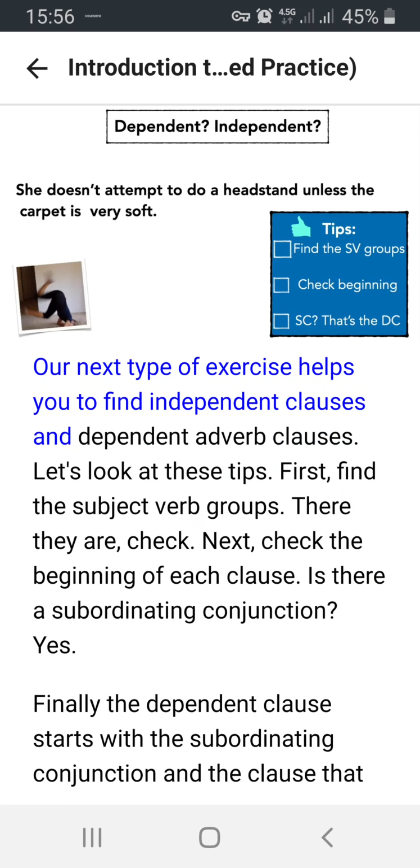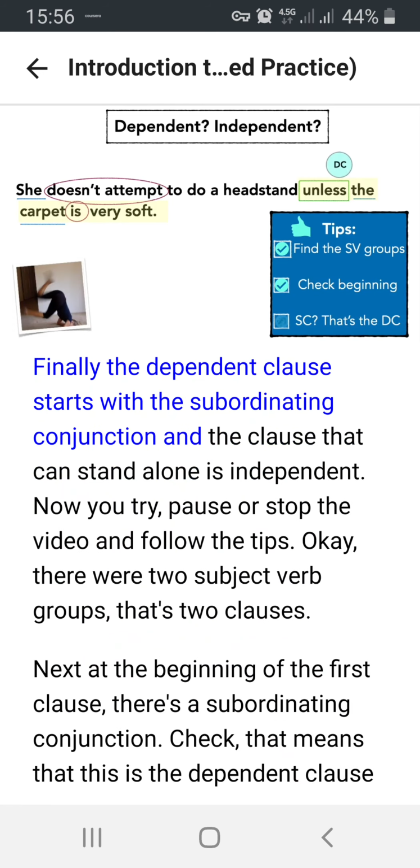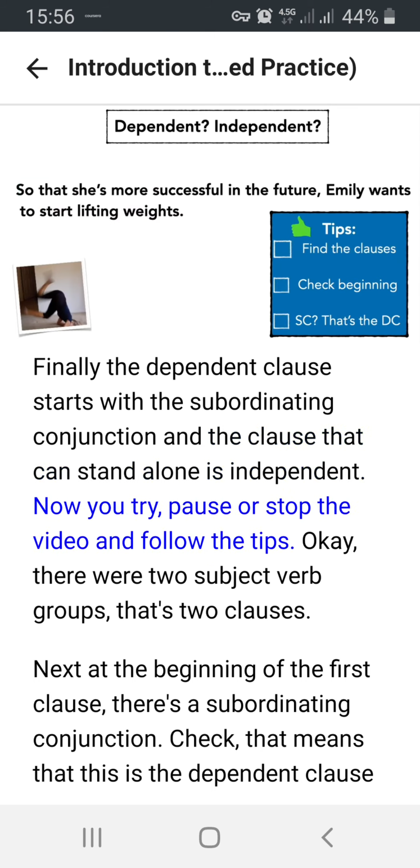Our next type of exercise helps you to find independent clauses and dependent adverb clauses. Let's look at these tips. First, find the subject-verb groups. There they are. Check. Next, check the beginning of each clause. Is there a subordinating conjunction? Yes. Finally, the dependent clause starts with the subordinating conjunction, and the clause that can stand alone is independent. Now you try. Pause or stop the video and follow the tips.